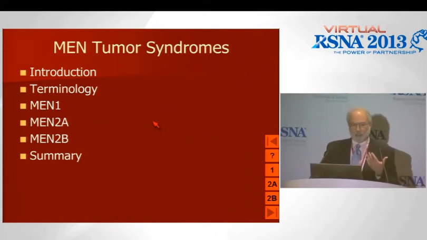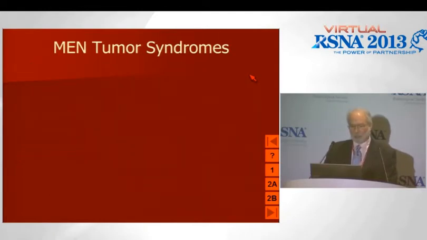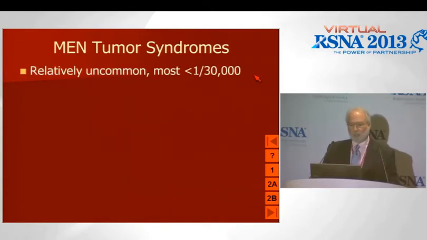So I want to give a brief introduction, and then we'll talk a little bit about the terminology, and then we'll go over the imaging and manifestations primarily of MEN1, 2, and what used to be called MEN3 and is now MEN2B. These are relatively uncommon disorders.